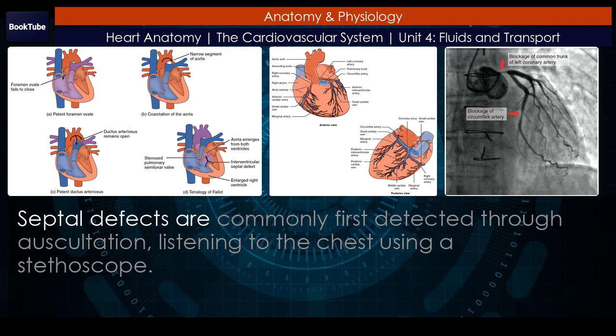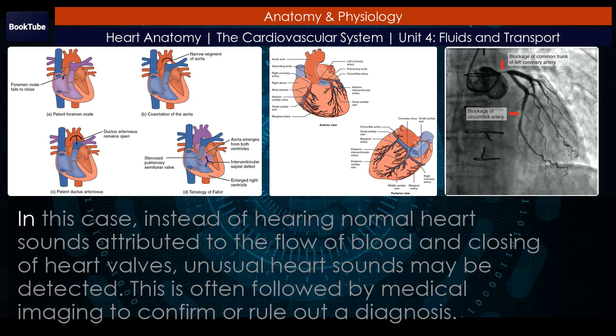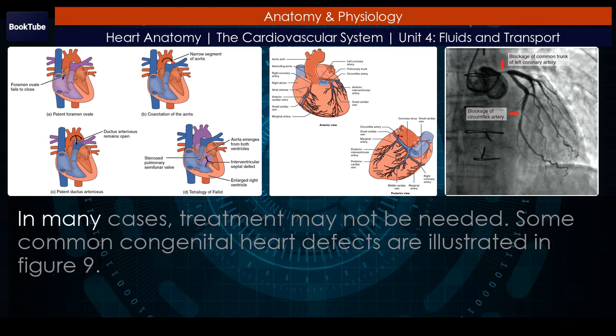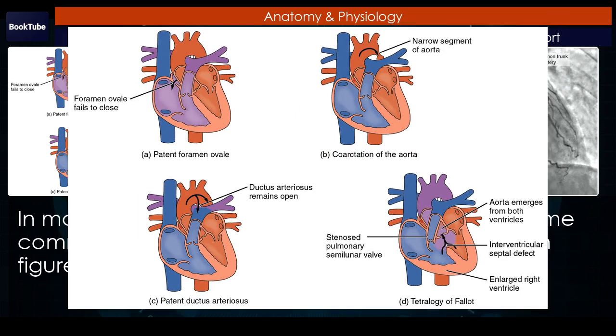Septal defects are commonly first detected through auscultation, listening to the chest using a stethoscope. In this case, instead of hearing normal heart sounds attributed to the flow of blood and closing of heart valves, unusual heart sounds may be detected. This is often followed by medical imaging to confirm or rule out a diagnosis. In many cases, treatment may not be needed. Some common congenital heart defects are illustrated in Figure 9.